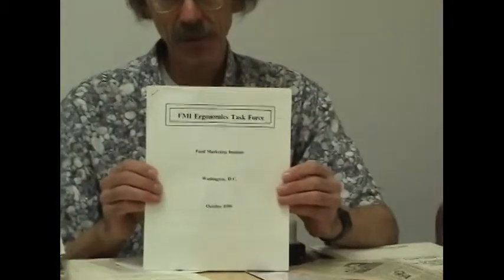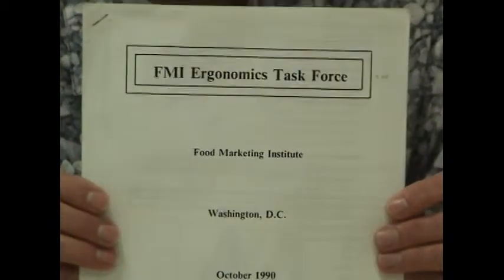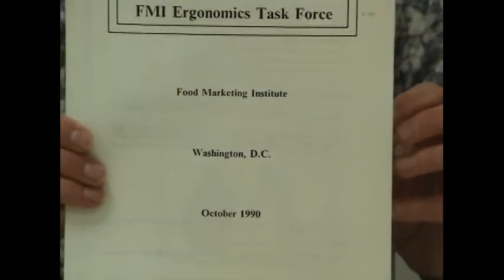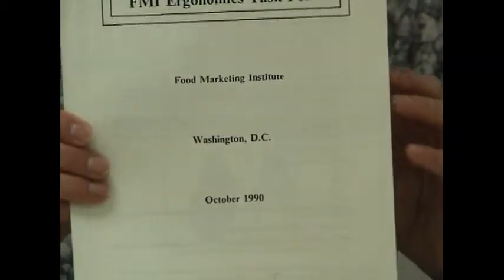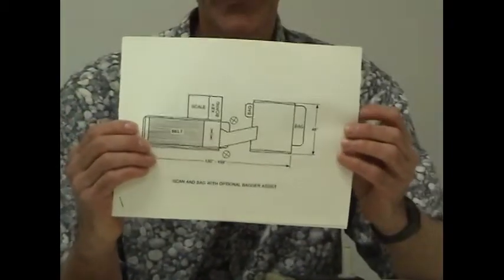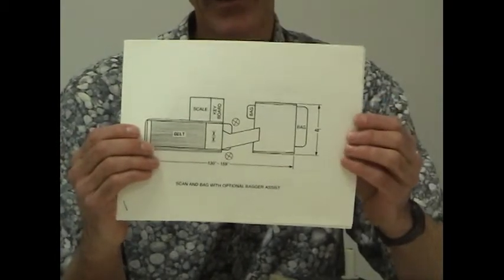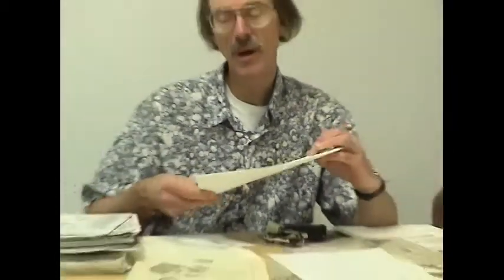So out of all of that, Food Market Institute came up with an ergonomic task force to try and understand some of these issues. This is an example of some of the information that came out of there, describing some of the issues of how to improve ergonomics, including understanding various check stand designs and what are the advantages and disadvantages of different check stand designs ergonomically, whether it causes back problems or neck problems.